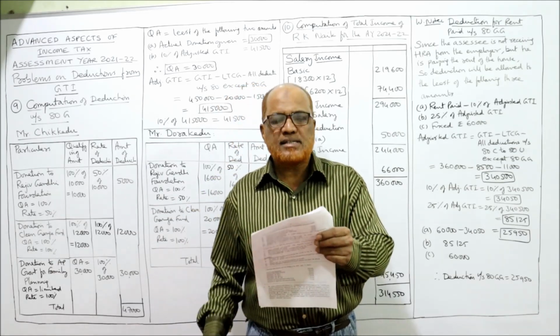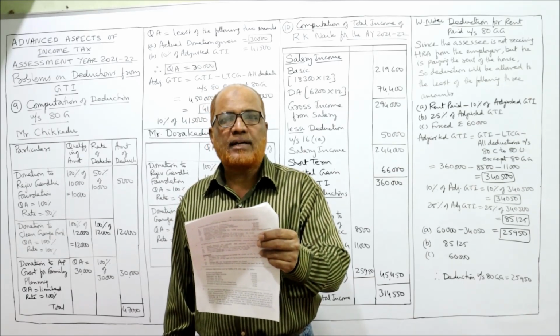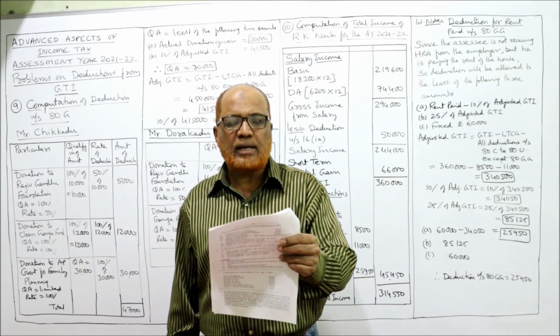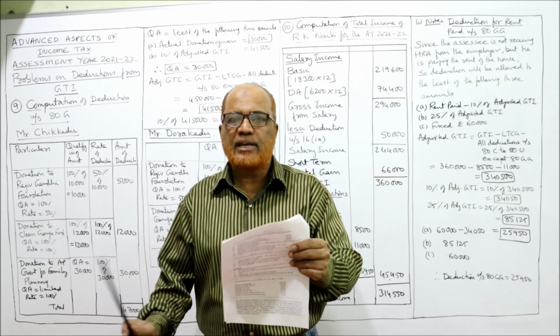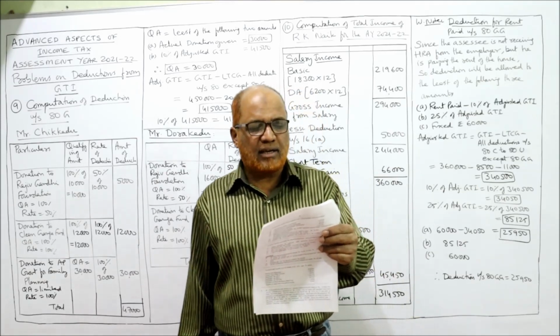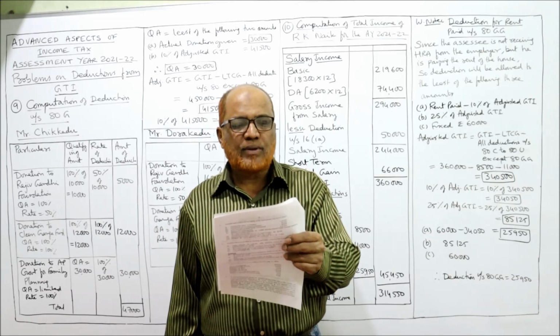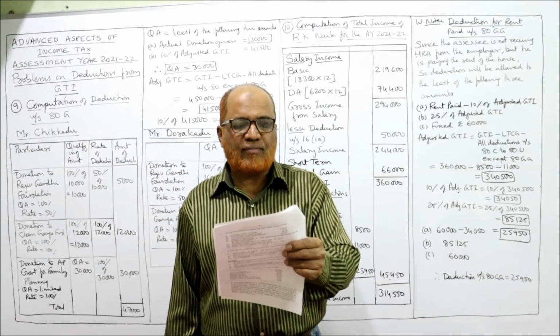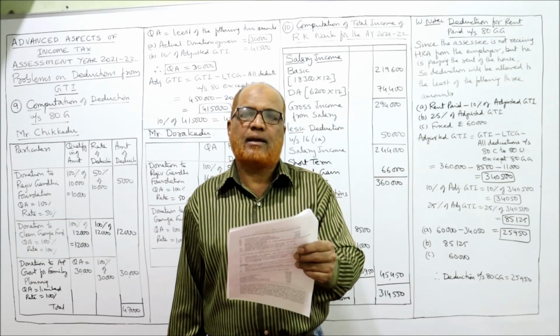So here 2 assessees are there, Chikkadu and Dorakadu. First of all, the details given are gross total income, then deduction under section 80C directly given, no need to calculate. Deduction under section 80D is also directly given. But donation to Rajiv Gandhi Foundation, donation to Clean Ganga Fund, and donation to AP government for family planning.